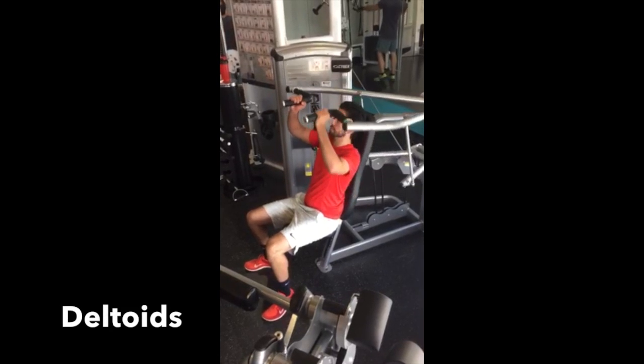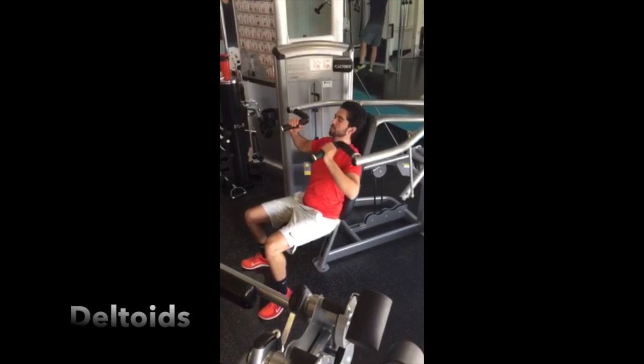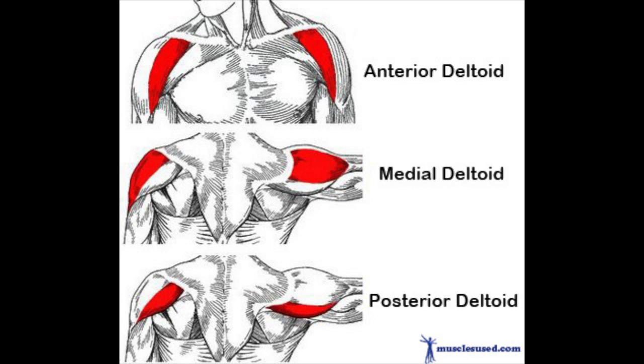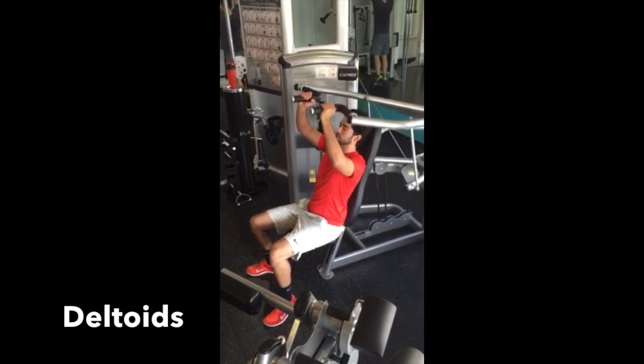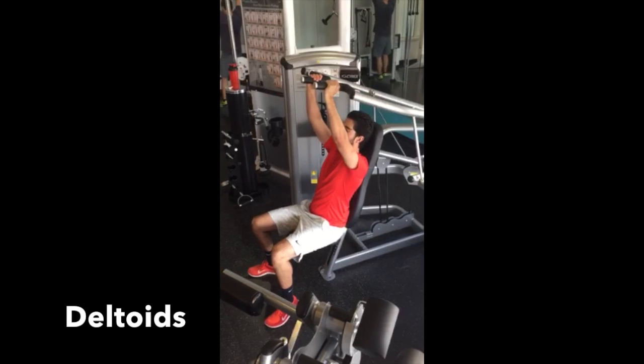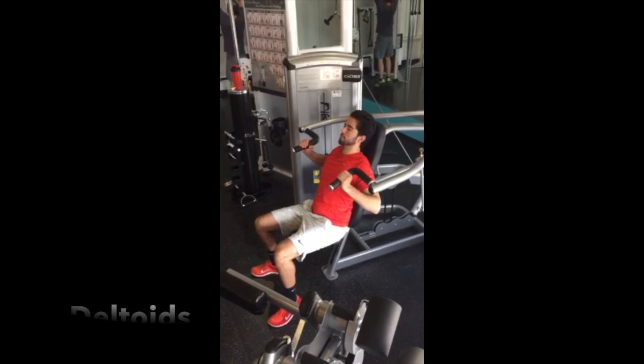The primary function of the deltoid is dependent on the location of the muscle. If it's anterior, it flexes, horizontally adducts, and internally rotates the arm at the shoulder. If it's medial, it abducts the arm at the shoulder, and if it's posterior, it extends the shoulder and horizontally abducts. The example exercise seen here is a shoulder press.